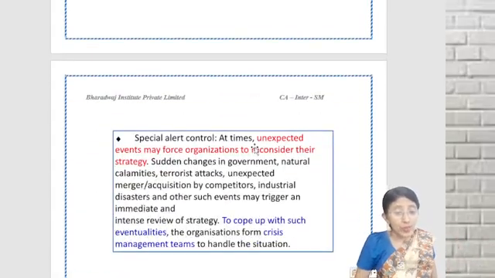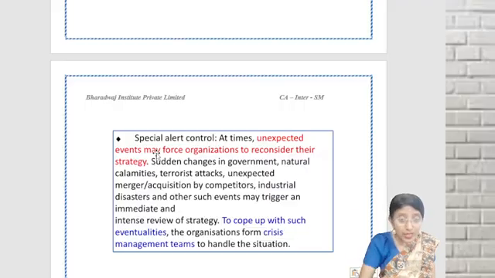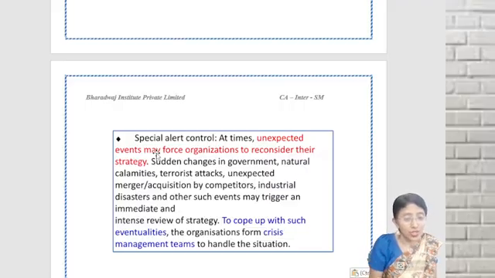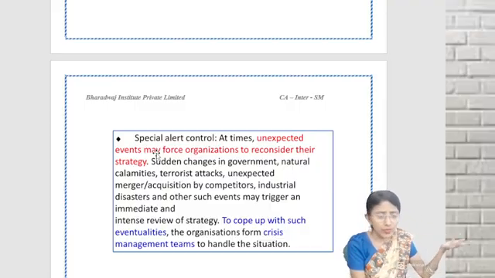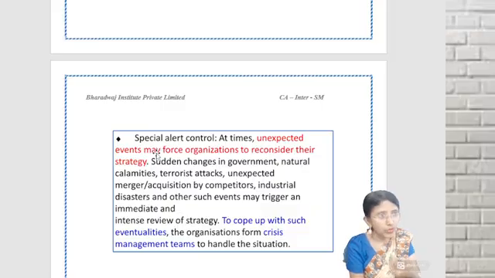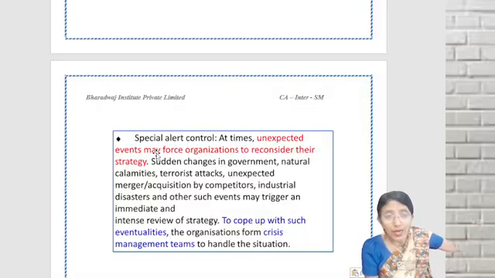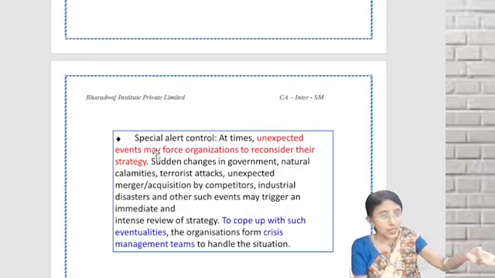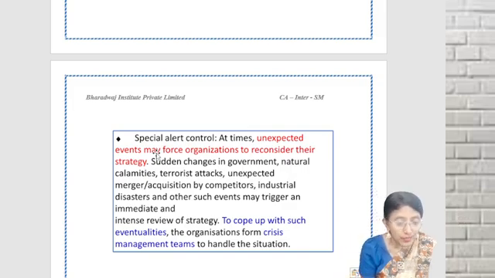Okay. Then special alert control. Now this is an unexpected event which is forcing the organization to revise a strategy. My dear students, please remember sudden changes in the government. What will you do? Whether they'll support your strategy or not, we saw one example this morning, the government is announcing subsidy and tax benefit. You should know that, no? So special alert controls are very important. At times, unexpected events may force organizations to revise their strategy. Sudden changes in the government, natural calamities, terrorist attacks, all this may trigger an intense review of the strategy.